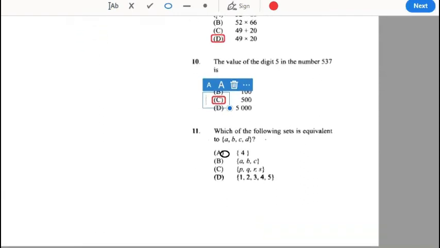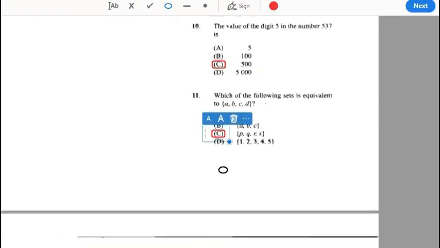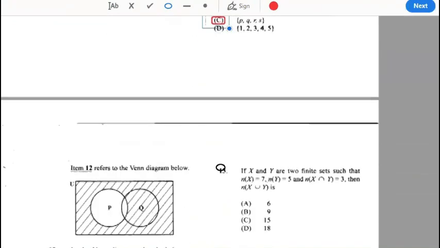Coming along nicely, guys. So 11 says, which of the following sets is equivalent to A, B, C, D? And if we know equivalent, a set is equivalent when it contains the same number of elements. So there are 4 elements in this, 1, 2, 3, 4. So our answer must also contain 4 elements, and the only answer that contains 4 elements is C.